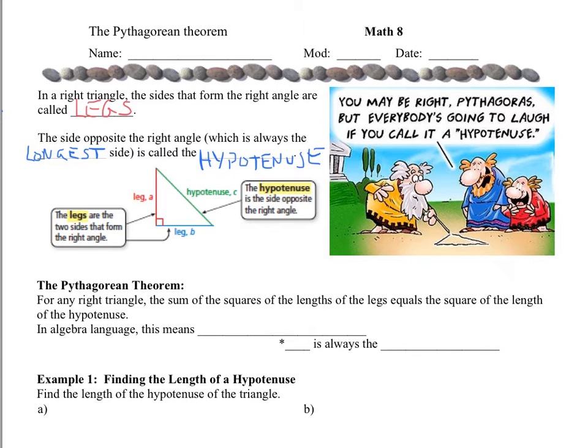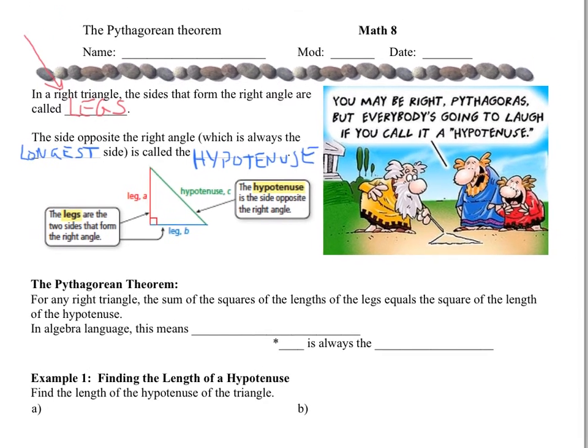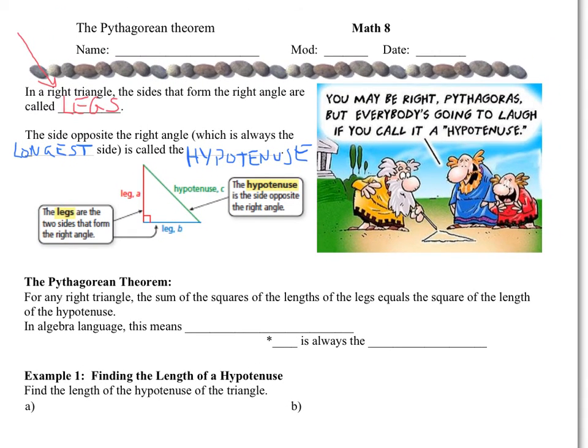So this happens when we have right triangles. And it's important to remember here, we're talking about right triangles. So again, when we look at this next diagram, it shows where these things are. Here is a leg. Here is another leg. Notice how they come together here to form the right angle.